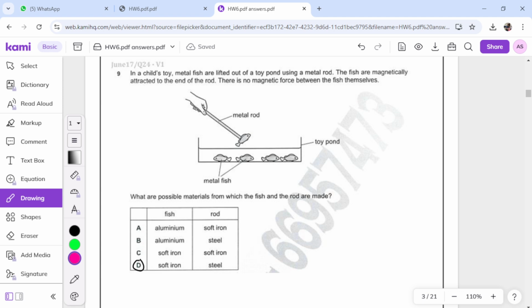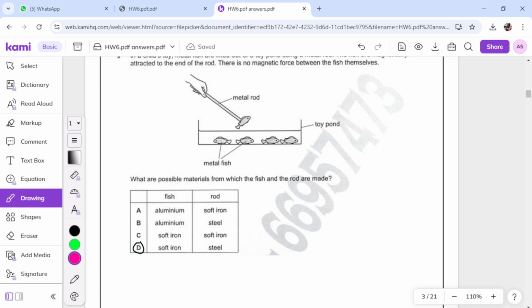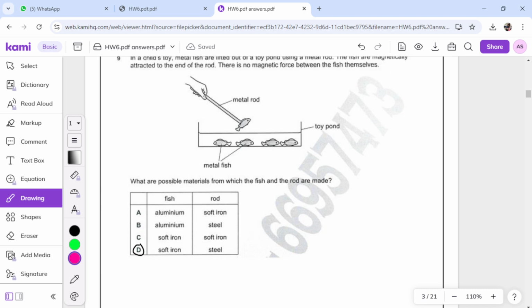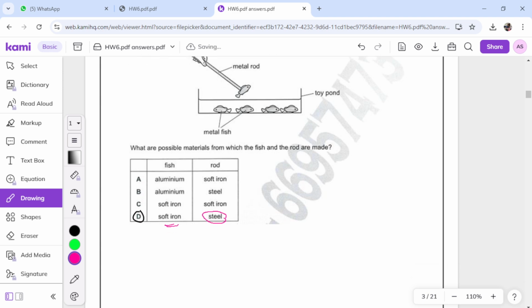In a child's toy, metal fish are lifted out of a toy pond using a metal rod. The fish are magnetically attracted to the end of the rod. There is no magnetic force between the fish themselves. Okay, it means the fish are metal only, iron, for example. Okay, what are possible materials from which the fish and the rod are made? Because the rod is a permanent magnet, it must be made of steel, and the fish will be soft iron because they are unmagnetized. So D is correct.